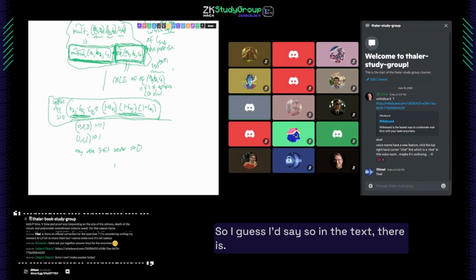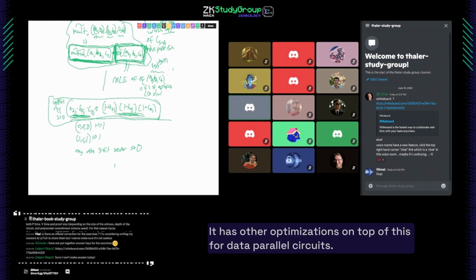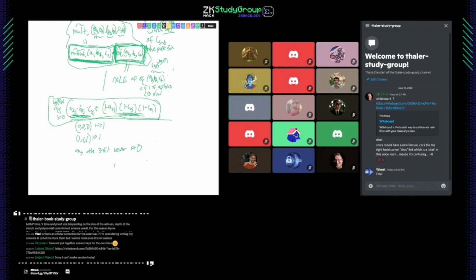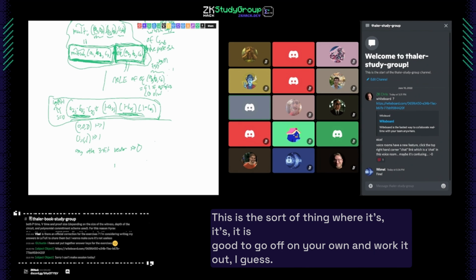So I'd say, in the text, there is a section which was not assigned on data parallel circuits. And it doesn't do exactly what I did here, but it's conceptually very similar. It has other optimizations on top of this for data parallel circuits. So you could look at that, but I probably should make this an exercise, or just directly put this in the book itself. So yeah, I don't know. This is the sort of thing where it is good to go off on your own and work it out.